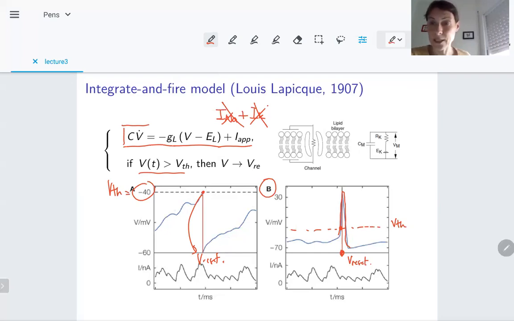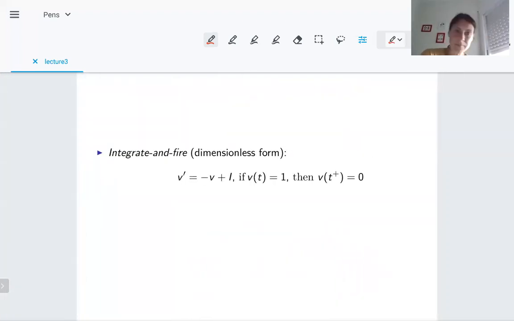What is the advantage of this? Well, this is a linear model. It is linear in V, and it only depends on the variable V. Of course, it's non-smooth in the sense that here there is a jump discontinuity in the voltage trajectory. But for what I need, it's enough. Notice that since this is a linear model, we can write it in dimensionless form. It would have a shape like this, and we can assume that when the voltage is 1, then it is reset to 0.